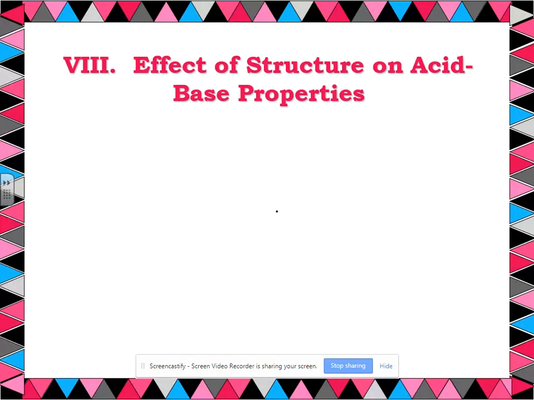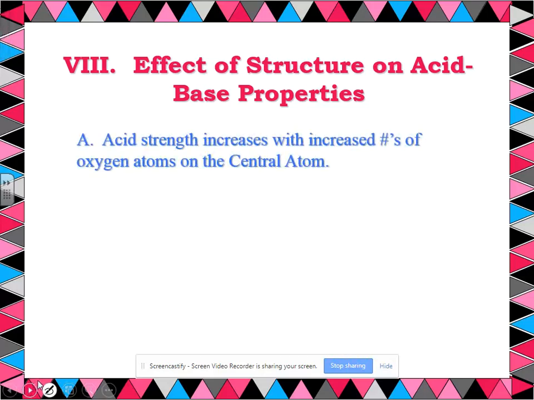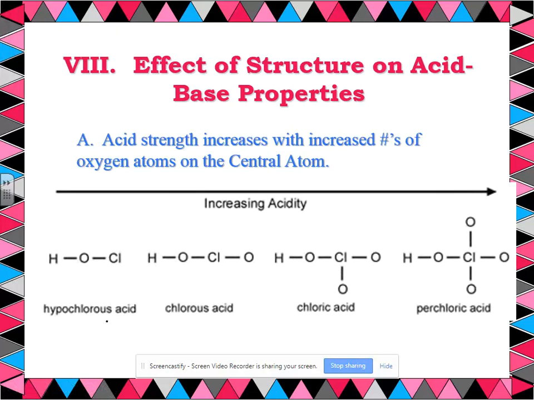This screencast is on the effect of the structure of your molecules on their acid-base properties. Acid strength increases with the number of oxygen atoms on your central atom. So if we consider these Lewis structures for hypochlorous acid, chlorous acid, chloric acid, and perchloric acid, notice that as you go from left to right, there is an increasing strength of the acid.